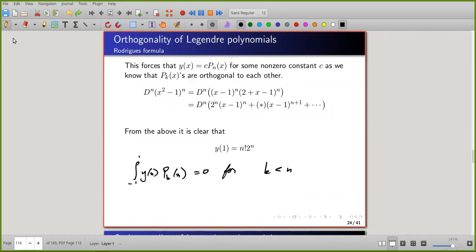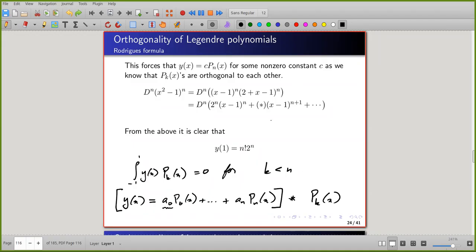On the other hand, we also know that since y of x is a polynomial of degree n, this can be written as a0 p0 of x plus dot dot dot plus an pn of x. This is using the exercise. So you have to do the exercise and then you will realize it's true. Now, how do we compute the coefficients ai's? To compute the coefficients, we will multiply both sides with pk of x.